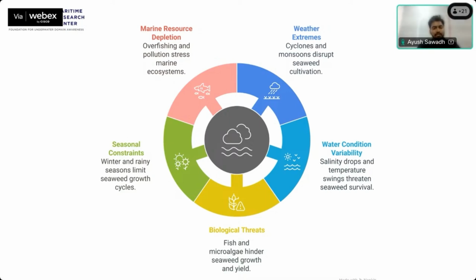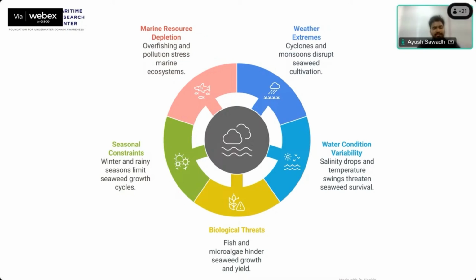Then third, biological threats like fish bites and microalgae affect seaweed growth. In Veraval, Mr. Milan shared that at their Bet Dwarka site, microalgae got attached to seaweed and slowed their growth, a problem less severe in Veraval. But again, fish bites were also a major concern. These challenges show how tough the environment can be for coastal livelihoods.